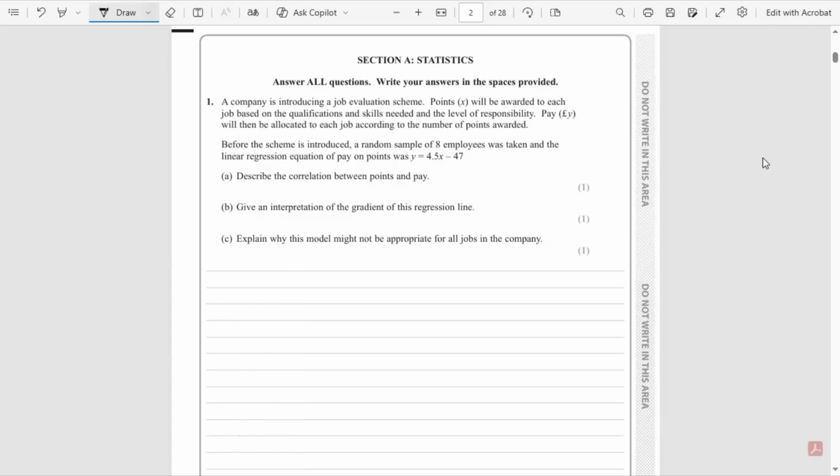So a company is introducing a job evaluation scheme. Points X will be awarded to each job based on the qualifications and skills needed and the level of responsibility. Pay Y pounds will then be allocated to each job according to the number of points awarded. Before the scheme is introduced, a random sample of 8 employees was taken, and the linear regression equation of pay on points was y equals 4.5x minus 47. Part A says describe the correlation between points and pay.